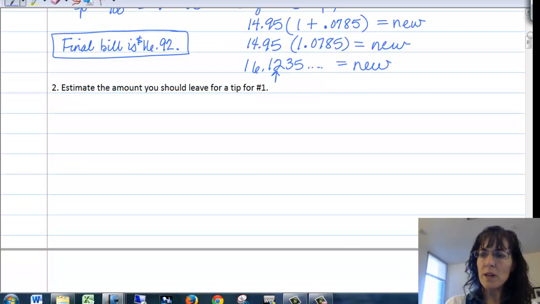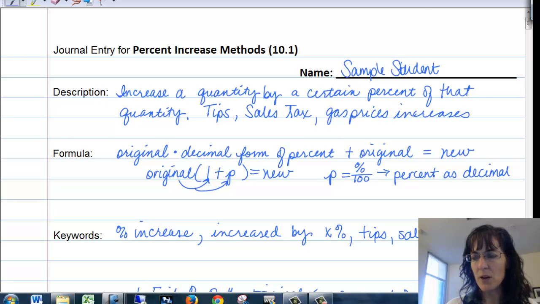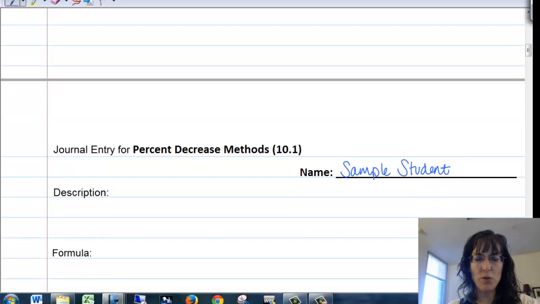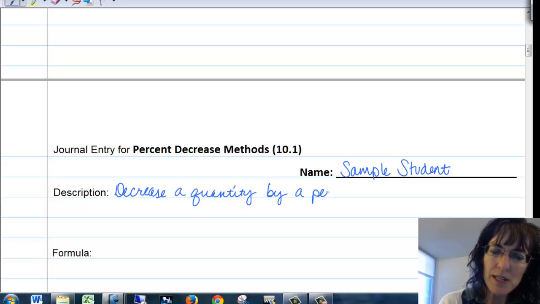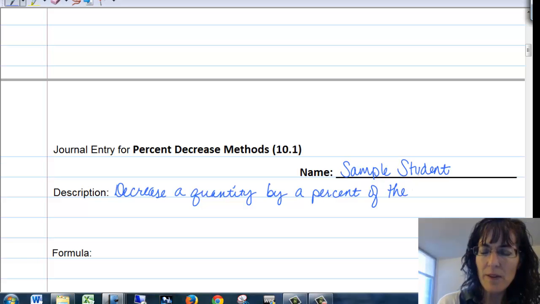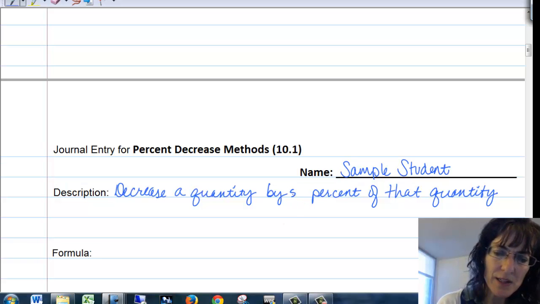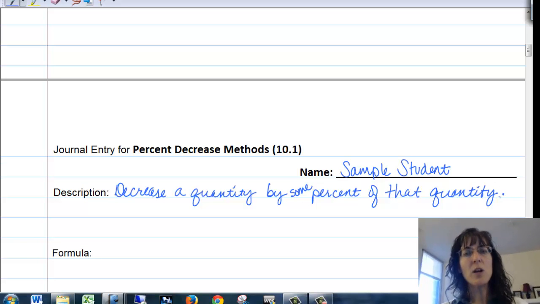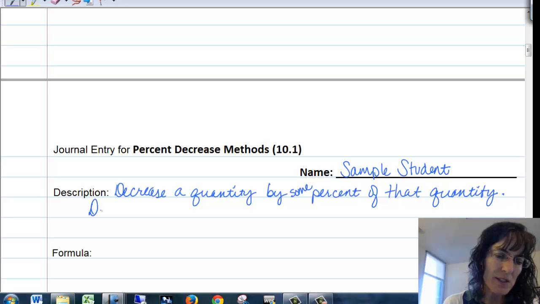The description, well, we can come back here and look at what we put for the percent increase, and we said increase a quantity by a certain percent of that quantity. Well, for percent decrease, we can say something pretty similar. Decrease a quantity by a percent of that quantity. We should maybe say by some percent. Okay, so with that we want to put some examples just so we could remember what we're doing here. And remember, we used a lot of discounts for our examples.